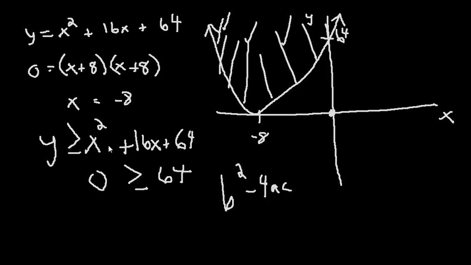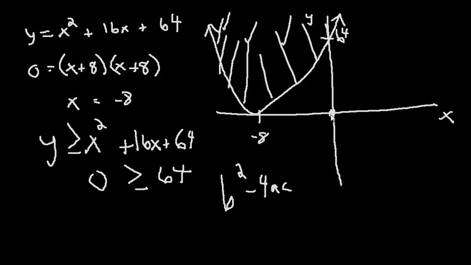Basically, if I did a test point, I chose the origin. Normally, that's the easiest point to choose if it's possible, unless the graph falls on the origin. Well, here I chose the origin. I plugged in 0 for y, 0 for x. 0 squared plus 16 times 0, that's 0. So now I have 0 is greater than or equal to 64. Is this true? Not in this case. 0 is not larger than 64. So for this test point, this is false.